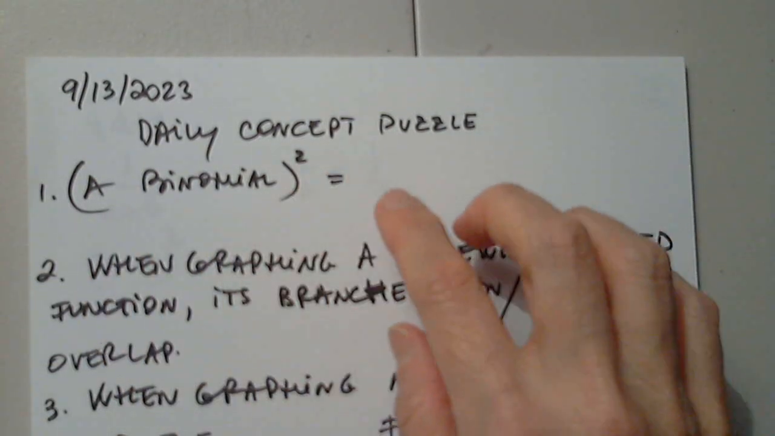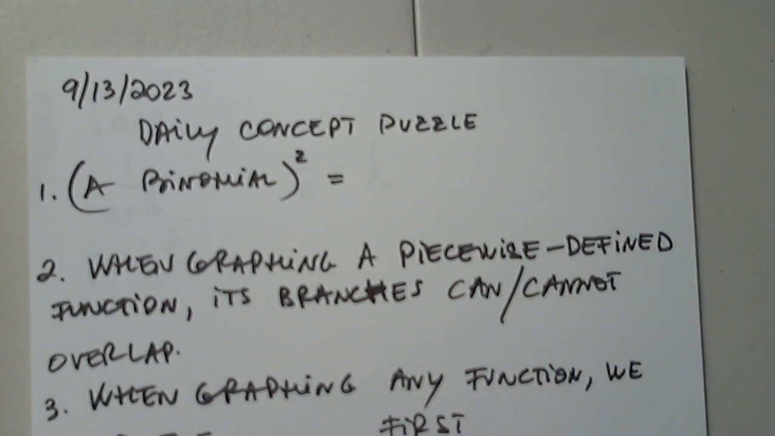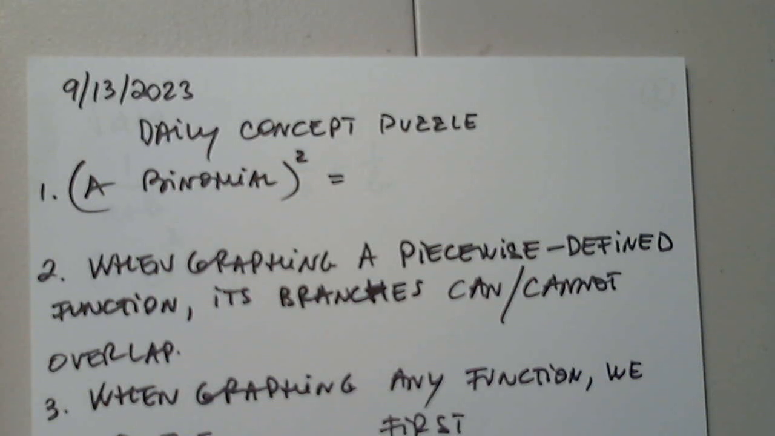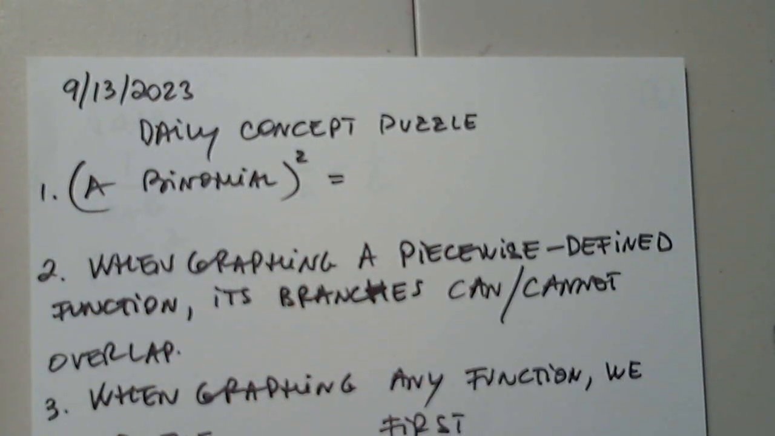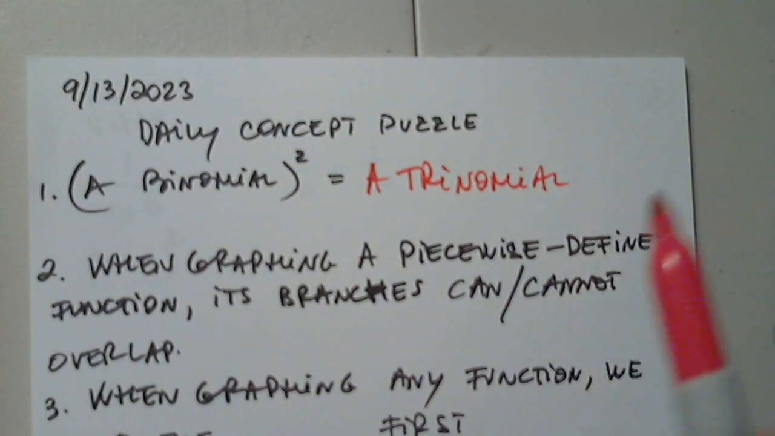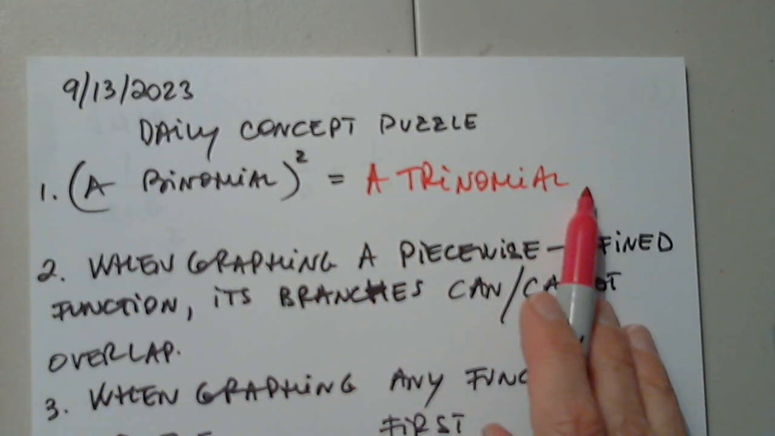A binomial squared has or is what? Can anyone tell us what to write here? Binomial squared is a what? A trinomial. Thank you very much. So a binomial squared, the sum or a difference, it doesn't matter. When we square it, we get 3 terms.